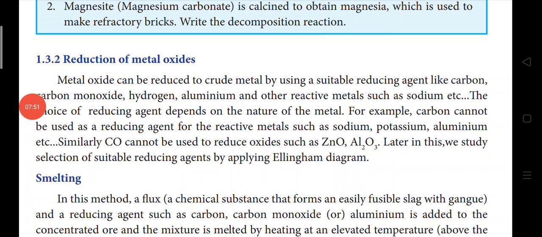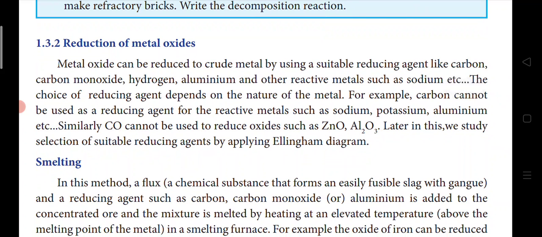Next is metal oxides. How to reduce those metal oxides? Now in the first step, what did we see? Conversion of these ores into respective metal oxides. So we have converted them into respective metal oxides. Now we are going to reduce those metal oxides. What is meant by reduction? Reduction means removal of oxygen only. We call it reduction. So metal oxides can be reduced to crude metal by using a suitable reducing agent.